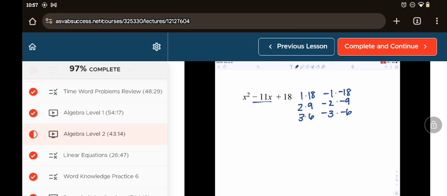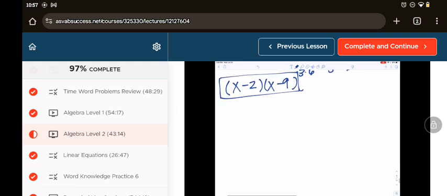Okay, so now we want it to add up to negative 11. So let's go ahead and see which one does. 1 plus 18, 19. Negative 1 minus negative 18, negative 19. 2 plus 9, positive 11. Negative 2 minus 9, negative 11. And there it is. So now I set up my two parentheses, x, and I'm going to put these in here, x minus 2 and x minus 9. Okay? I hope you got it.